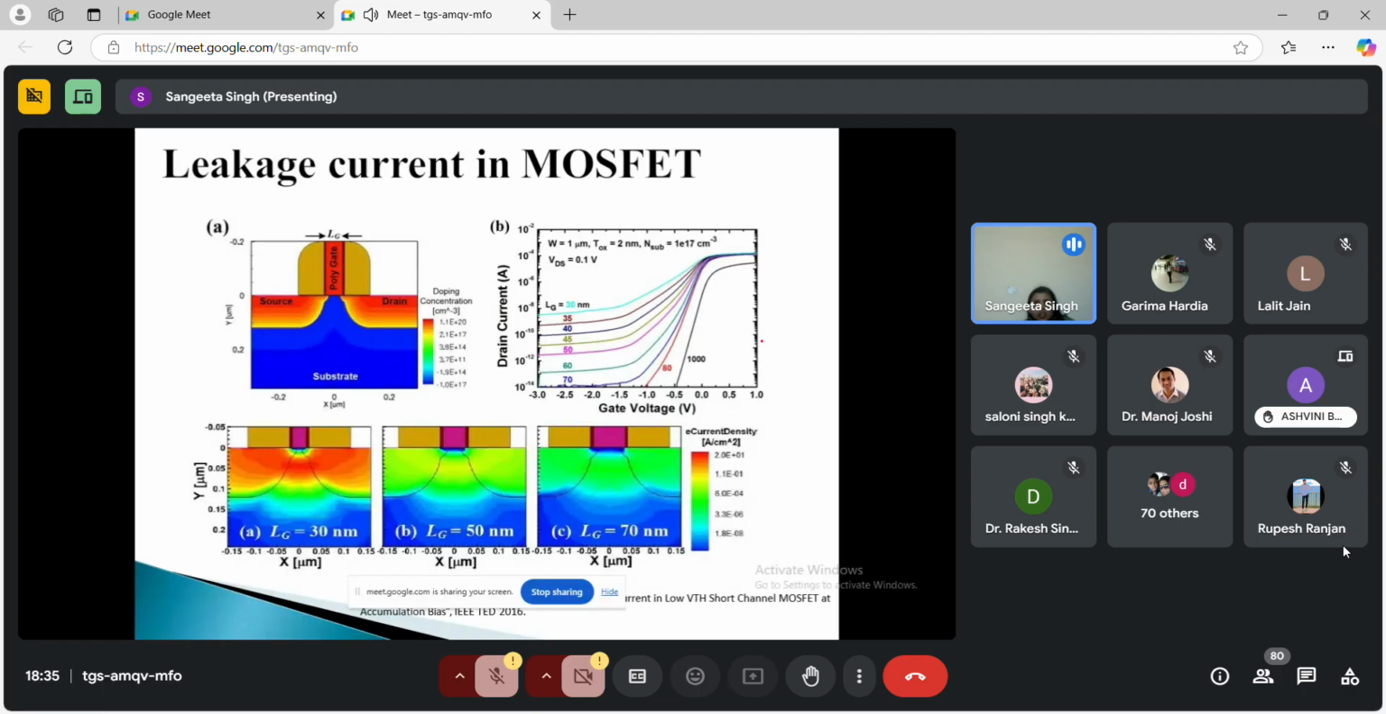Now please see, there is a very good example here. They are comparing three transistors. Transistor 1 with channel length 70 nanometer, transistor 2 with channel length 50 nanometer, and transistor 3 with channel length or gate length 30 nanometer. If you compare them, 70, 50, 30, the channel length is decreasing linearly, right?